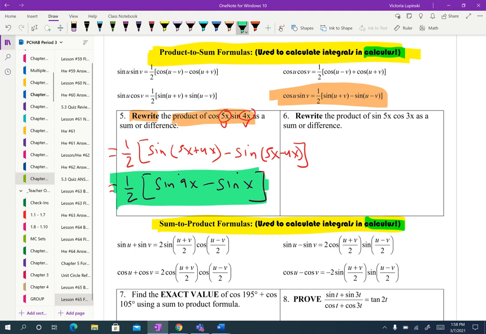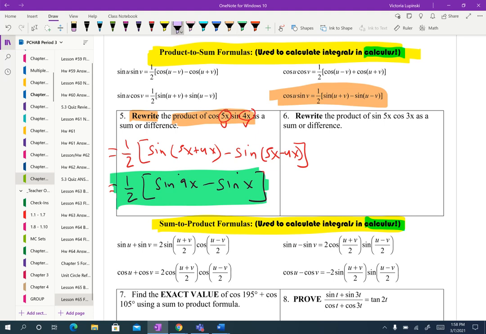Now, again, you might be thinking to yourself, well, what does that actually do for you? Why do I care about that? Again, for now, I just am introducing it to you, making sure you understand that it can take a product and turn it into a sum or difference. Again, there's a lot more you'll see with it next year, but for now, you're just kind of getting used to the bare basics. So then number 6 is a similar question here.